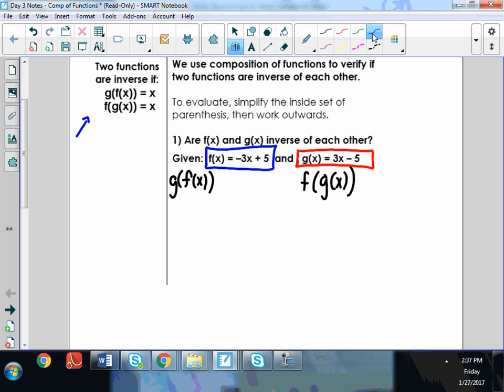For the inside, there's my f of x, and then it's in g of x. So really, I'm just writing that little part right there, and then I have to put 3 times in front of it and minus 5 at the end of it.